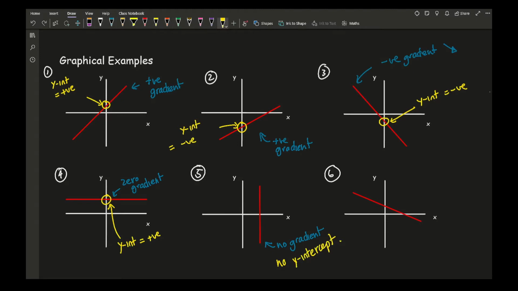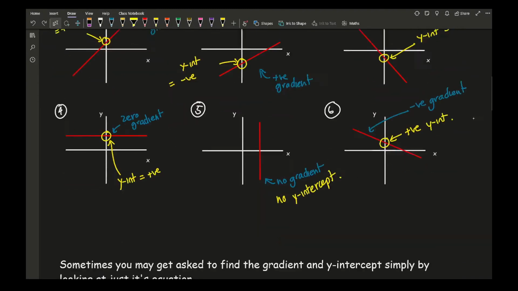And then finally for graph 6, again we're going to have a negative gradient because the line is going downwards, and the y-intercept is going to be positive. So we're going to have a positive y-intercept. Now what we're going to do is match these to actually find out the value of the gradient and also the value of the y-intercept.